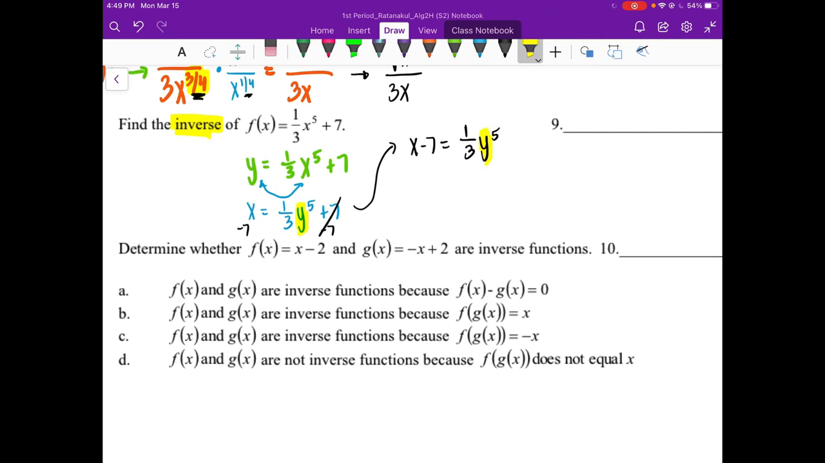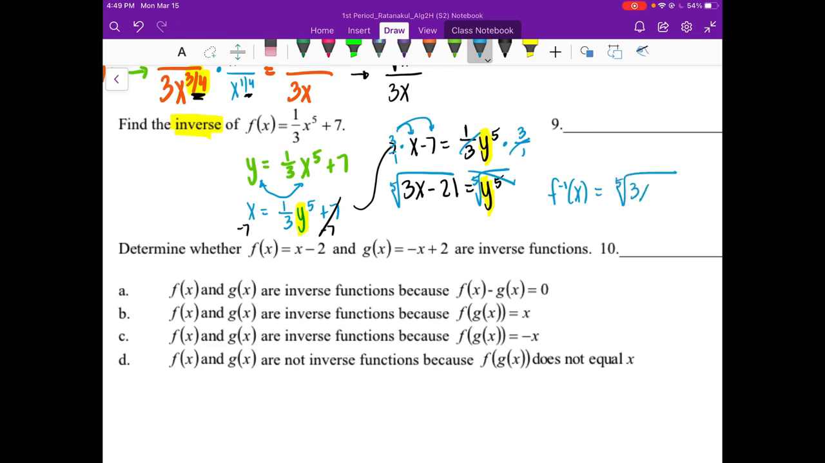Again, focus on isolating y. To get rid of this 1/3, I'm going to multiply by the reciprocal. Make sure you distribute that 3 to the x and the 7. So you have 3x minus 21 equals y to the 5th. And last step, to get rid of that y to the 5th, we're going to take the 5th root of both sides. So our inverse function is the 5th root of 3x minus 21.